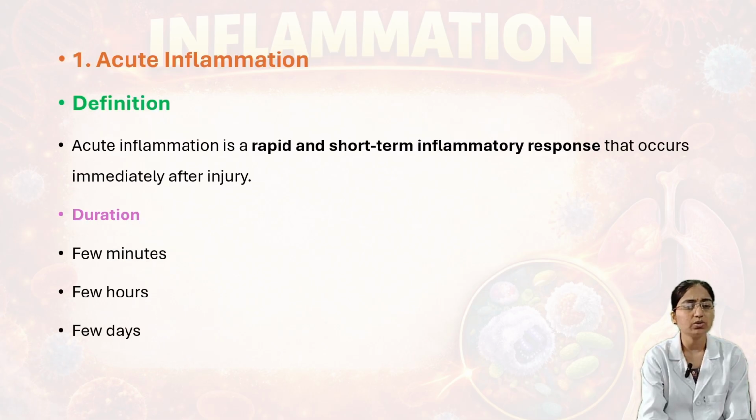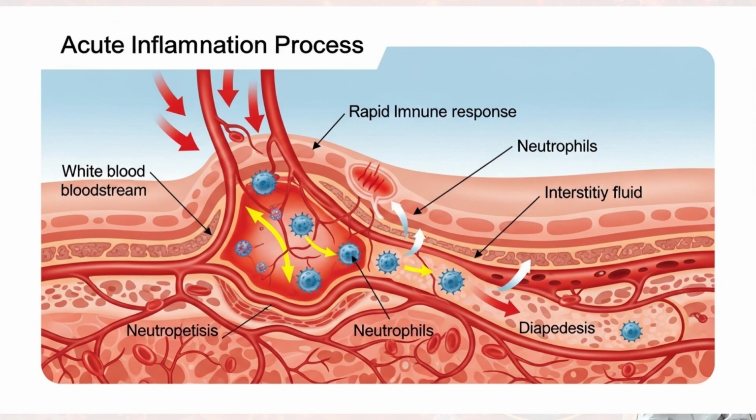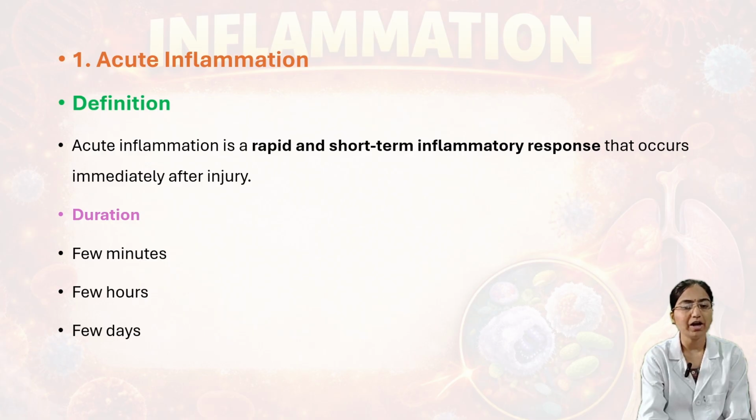First one, acute inflammation. Here, first we'll see what is acute inflammation. Acute inflammation is a rapid, very fast, short term inflammatory response that occurs immediately after injury. For example, it takes a duration of a few minutes, sometimes a few hours, and then sometimes a few days.